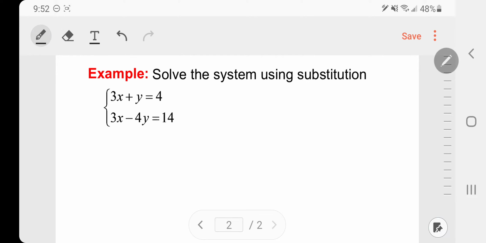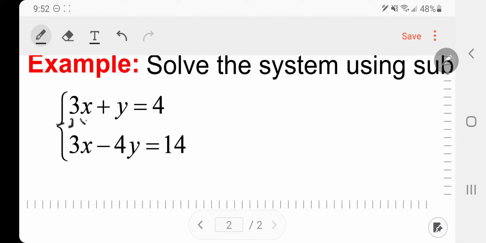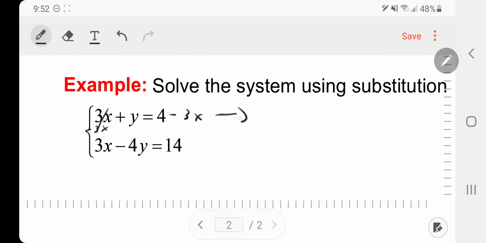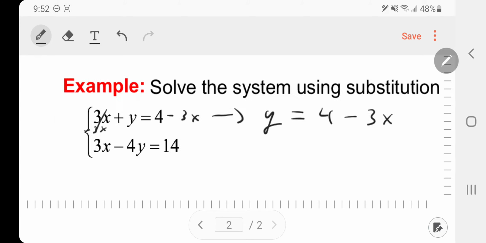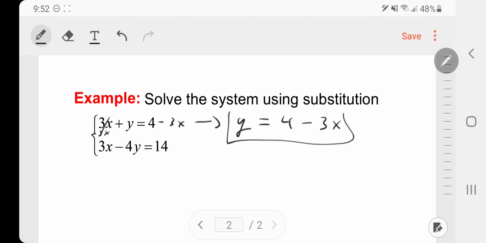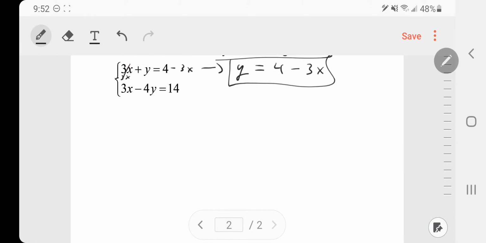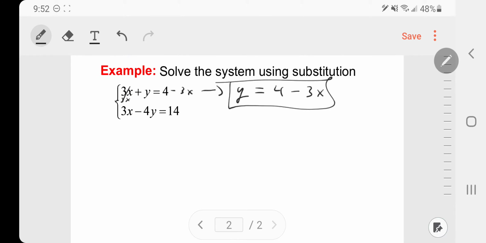Okay, now I can do that by subtracting 3x on both sides, similar to what we did when we were solving or isolating variables in the literal equations section that we did recently. Okay, so I move the 3x to the other side, and now this is the equation that I want to use to solve for the other variable.